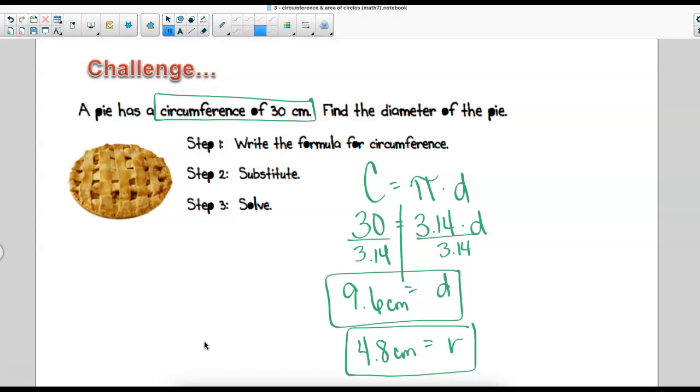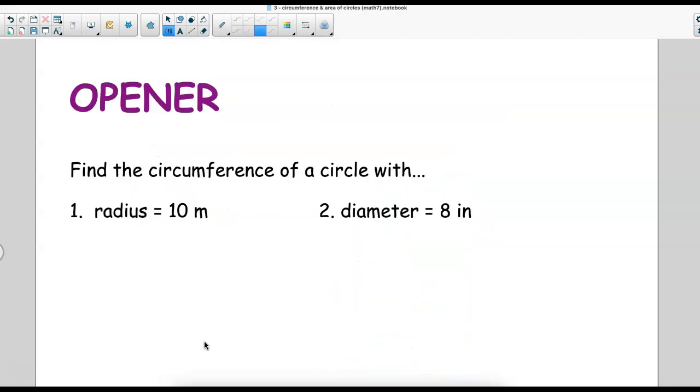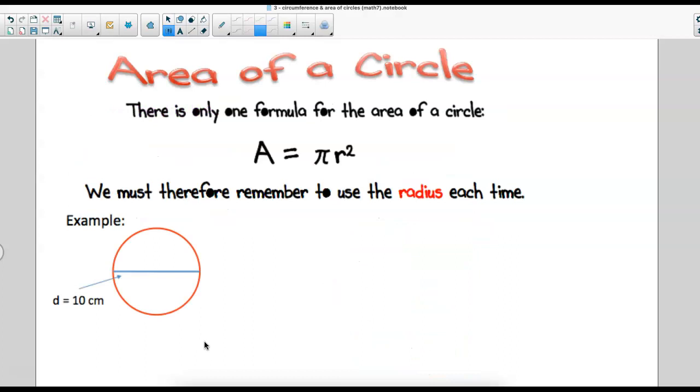Pi does look good. Okay, then we have area of a circle. We have one formula for that. It's area equals pi times radius squared, pi r squared.